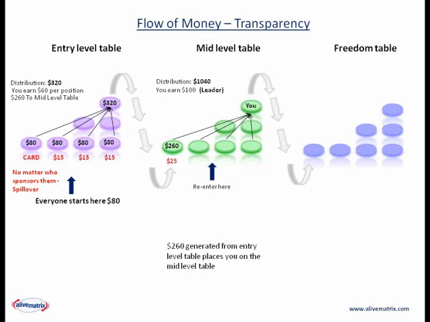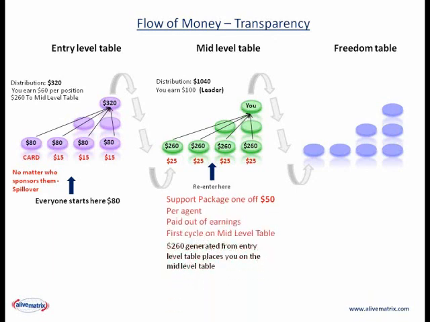So 25 when the first position is filled, 25 when the second position is filled, another 25 on the third, and another 25 on the fourth. Now, very important to remember, the first 2 positions to be filled, this $50 is going to go to your support package, which is a one-off of $50 and paid out of your earnings. The support package is the total of all the different forms of support we provide for our members, from the ticket system to marketing materials, training materials, tutorials, videos, webinars, etc.